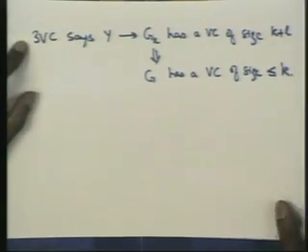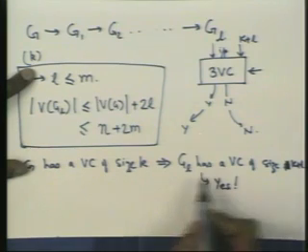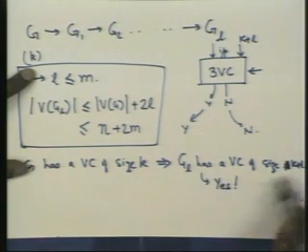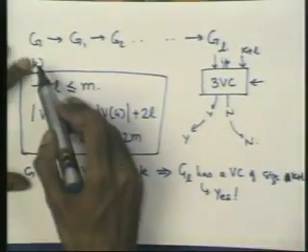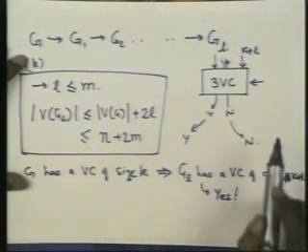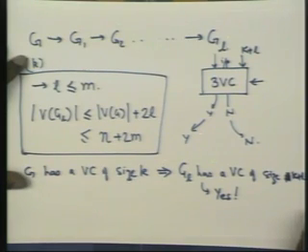So both ways we have proved that the algorithm works. If G has a vertex cover of size k, this implies that GL has a vertex cover of size k plus L, and we are done. Which means if G has a vertex cover of size k, then it answers yes, and if it answers yes, then G must have a vertex cover of size k.